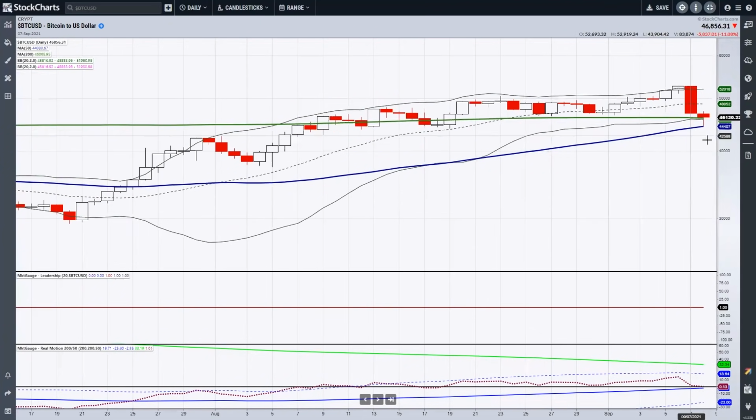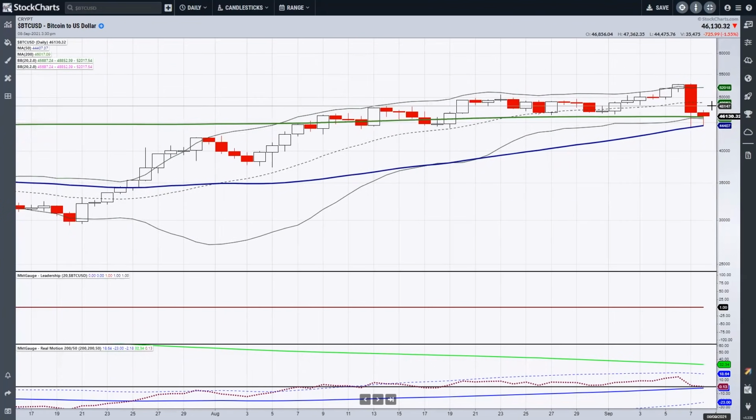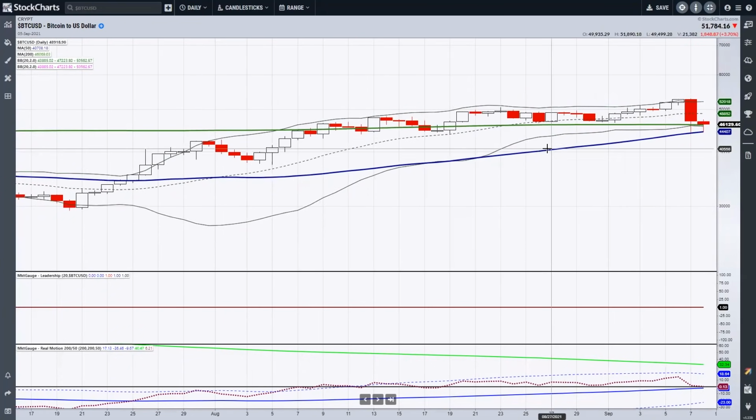If it holds here, however, and gets back through 48, 49, we can even safely say 50, then I think you'll see the buyers coming back in. Bitcoin and everything right now is having trouble sustaining any kind of rally. That's just the environment, like I said. So it'll be interesting to see how the week progresses.